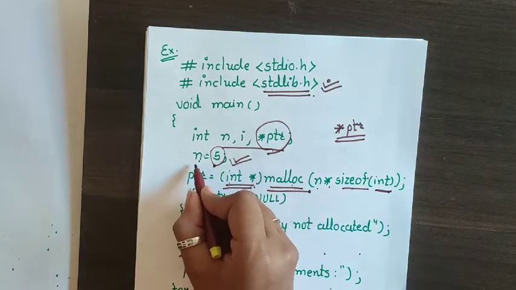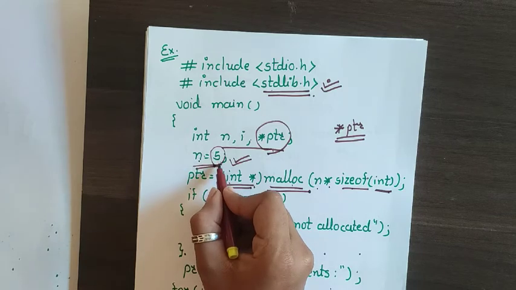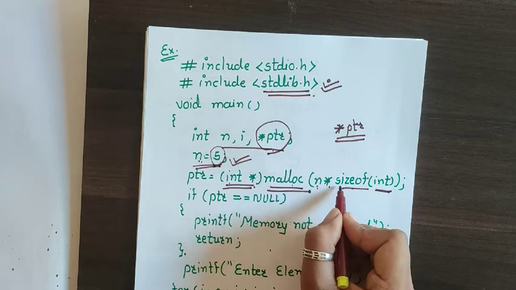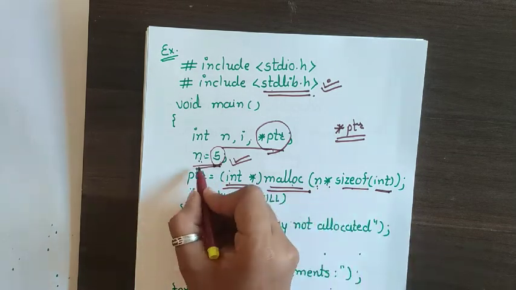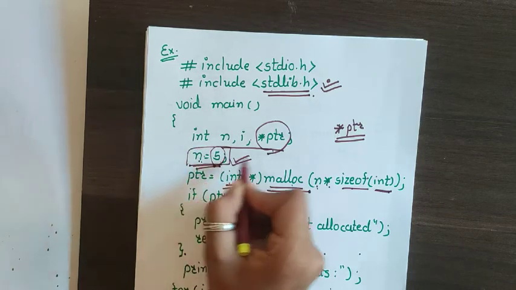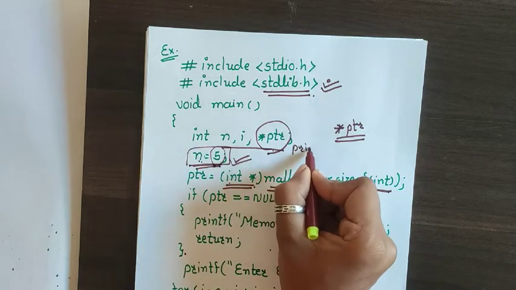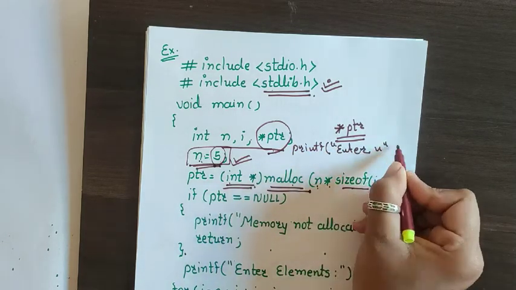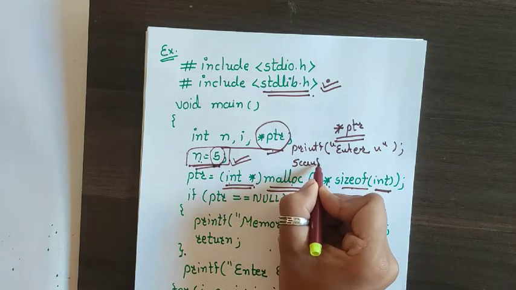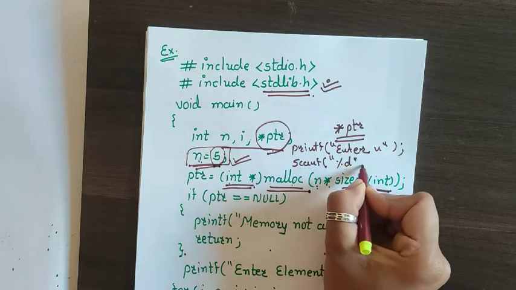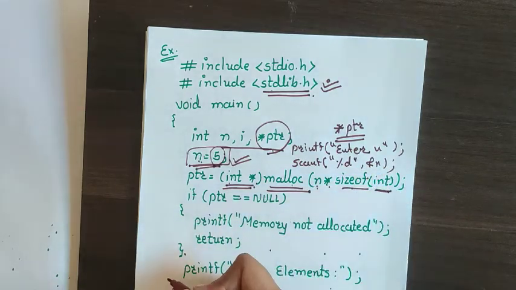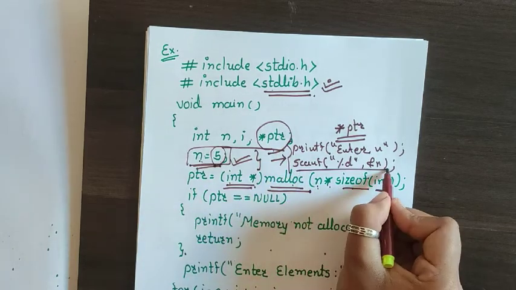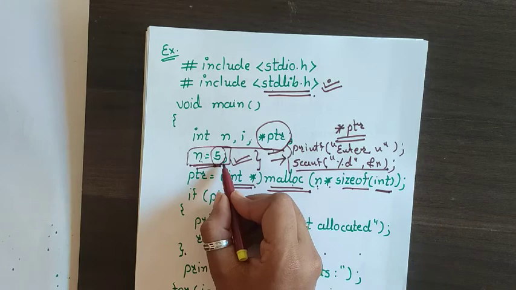This is static because I have already set n equal to 5. But if I take a value from the user and store it in n, I can directly do n into sizeof integer, right? Here I am assigning a value directly, but instead of this you can do printf enter n, and store it with scanf %d ampersand n, right? So you can replace this statement with these two statements. This is a value taken from the user, and this is a direct value I am assigning, 5.